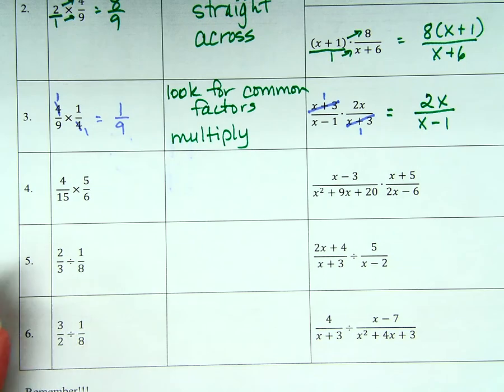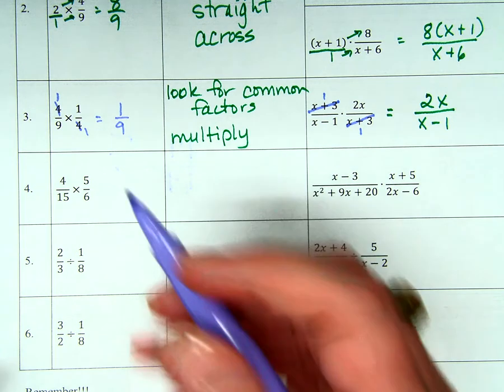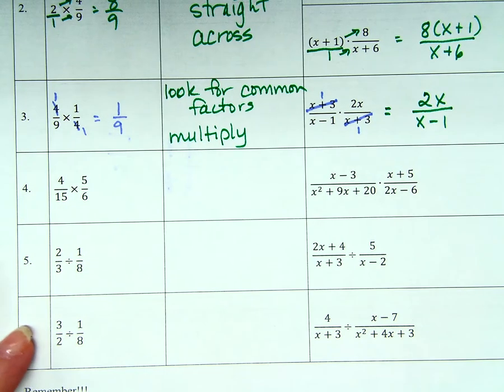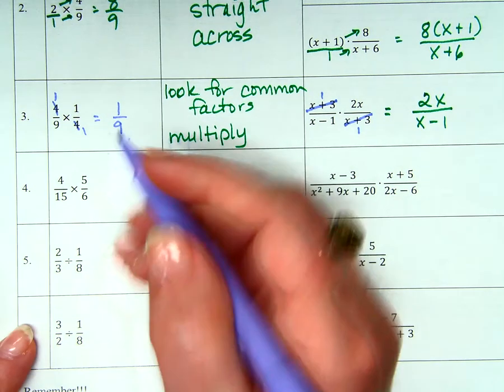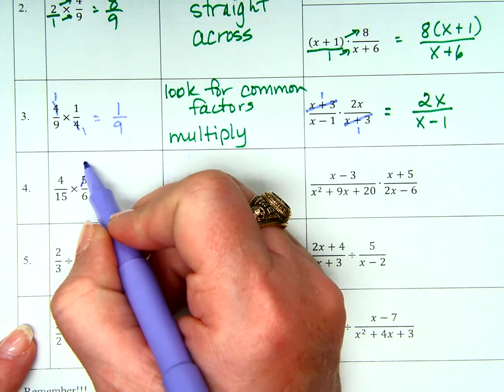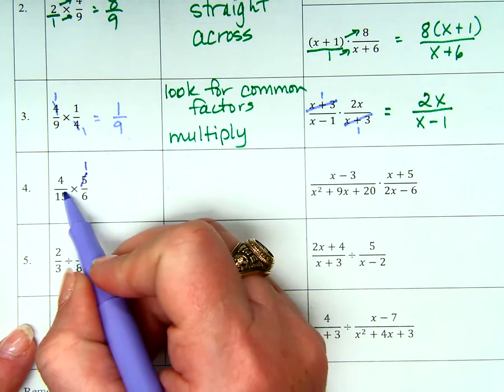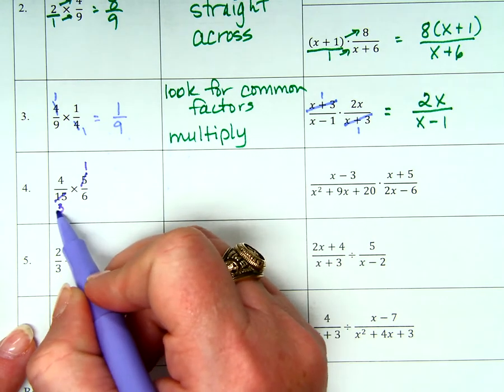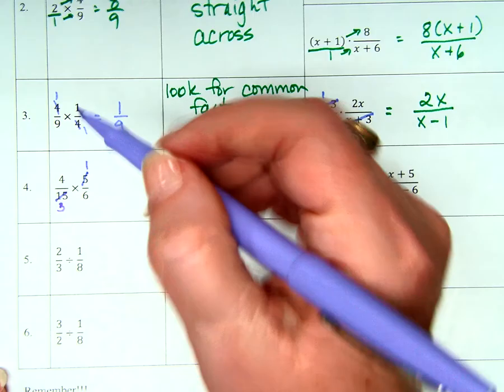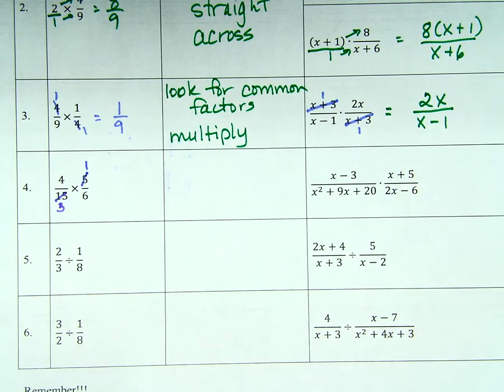Okay, so let's look at the next problem. Problem number 4. What do you want to do? We should try to simplify first. What can I simplify? 15 and 5, right? Both of those two numbers are divisible by what? 5. And if I divide 5 by 5, I get 1. If I divide 5 into 15, I get 3. Well, that's different than this one, right?